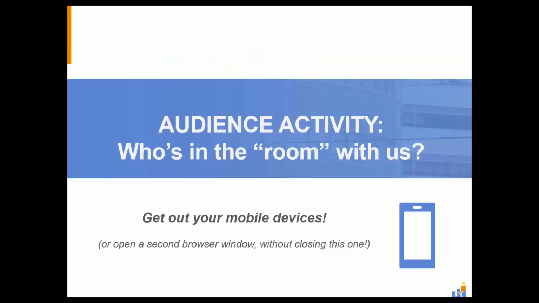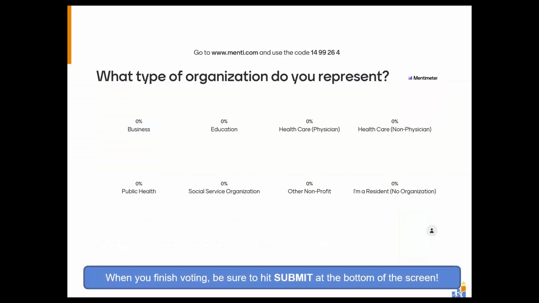So I want to start with that type of activity, find out who's in the room with us. So please go grab that mobile device, open that second browser, and go to menti.com. And once you get to menti.com, it's going to ask you to enter a code. And that code today is 1499264. So give everybody a chance now. Again, please go to menti.com and enter the code 1499264.